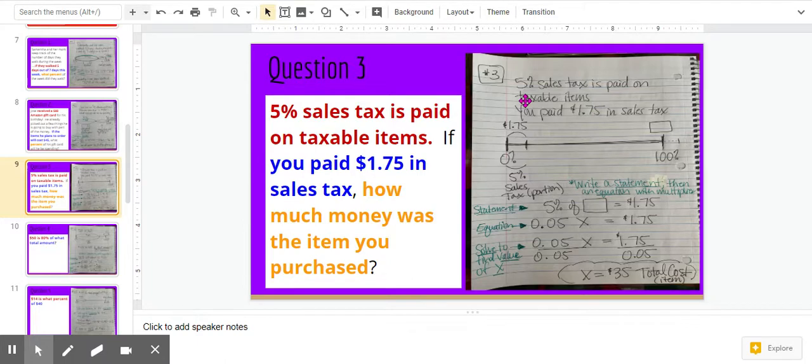So in my notes over here, my work on the right-hand side, if you follow along with me, 5% sales tax is paid on taxable items. That's an important piece of information. You paid $1.75 in sales tax. It's the sales tax, not the item.